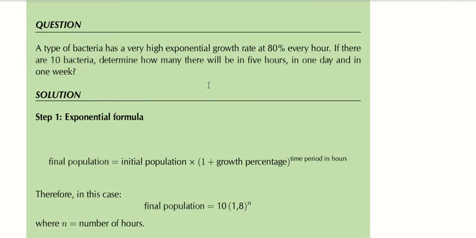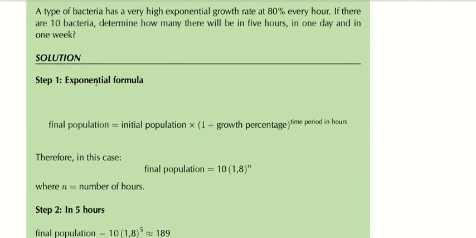Example type of question: a type of bacteria has a very high exponential growth rate of 80% every hour. If there are 10 bacteria, determine how many there will be in 5 hours, in 1 day and in 1 week. Alright, so the solution looks as follows.